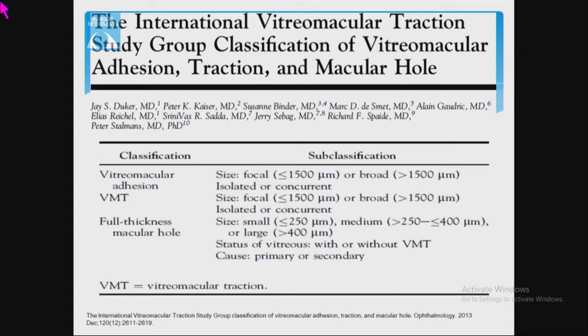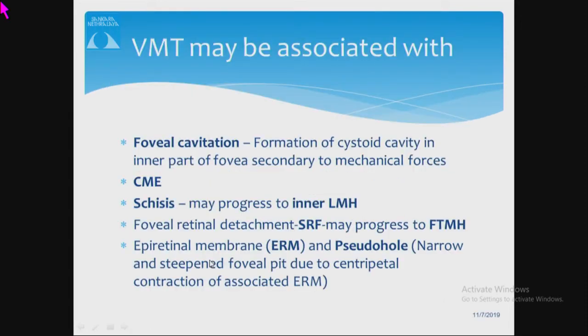This is the International Vitreomacular Traction Study Group, which we have described earlier, which had described all the definitions and classifications of vitreomacular adhesion, the VMT, and full thickness macular hole. VMT may be associated with a foveal cavitation, leading to formation of a cystoid cavity in the inner part of the fovea, cystoid macular edema, schisis, which may lead to inner lamellar holes, foveal retinal detachment leading to SRF, and progression to full thickness macular holes, epiretinal membranes, and pseudoholes.